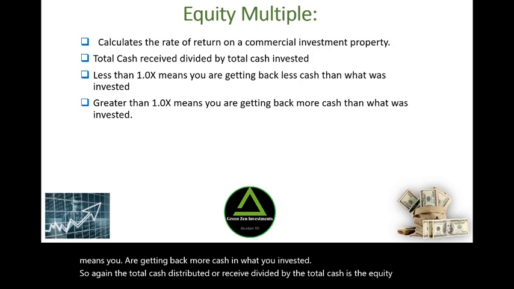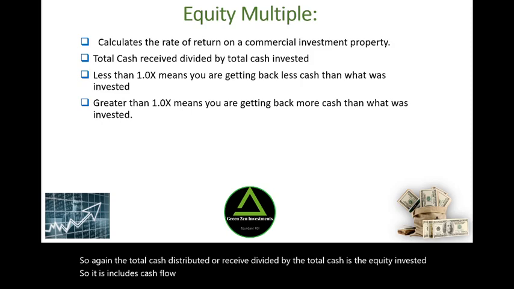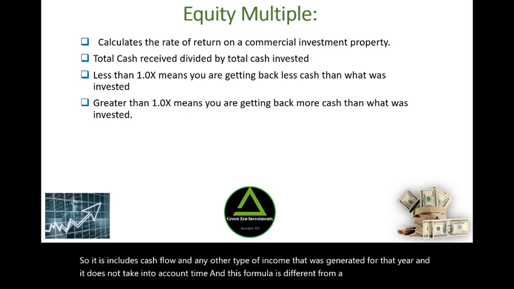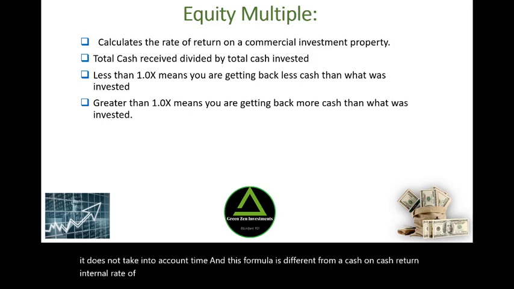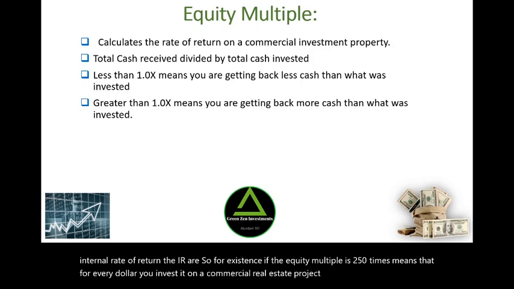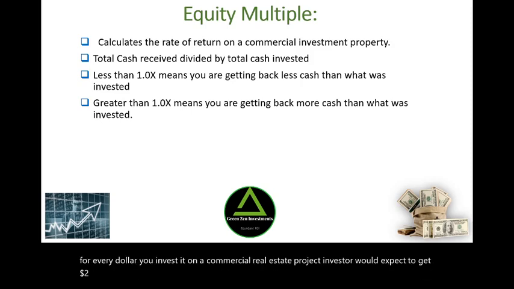So this includes cash flow and any other type of income that was generated for that year. And it does not take into account time. This formula is different from a cash on cash return and an internal rate of return, the IRR. So for instance, if the equity multiple is 2.50 times, it means that for every dollar you invested in a commercial real estate project, the investor will expect to get $2.50 back. So hopefully that's making sense to you guys.